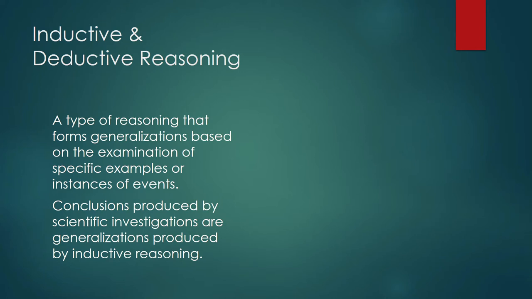So inductive reasoning is a type of reasoning that forms generalizations based on the examinations of specific examples or instances of events. Conclusions produced by scientific investigations are generalizations produced by inductive reasoning. So the activities of observation and experimentations precede the making of a conclusion. And when you come to the point when you had to make a conclusion based on your observations and experimentations, the type of reasoning that is involved there is inductive reasoning.